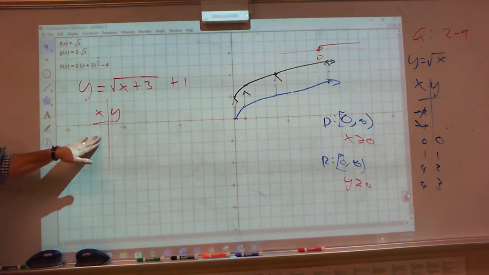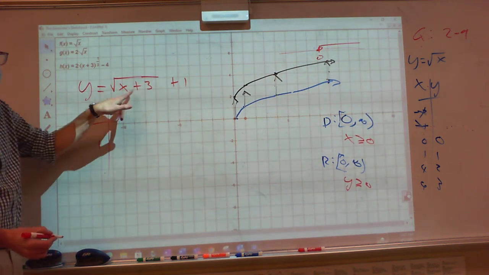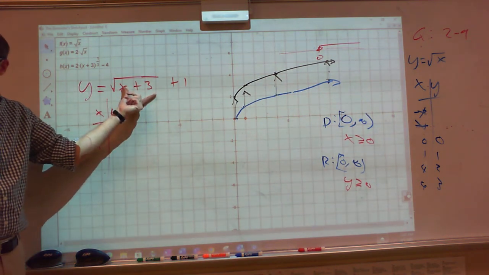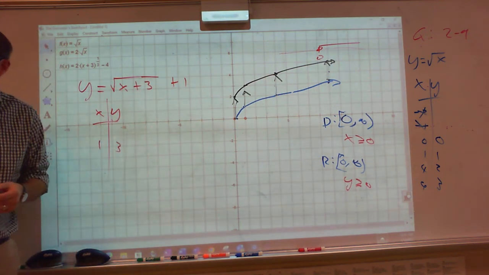What could I pick that makes my life easier? Remember, you have to pick x values, right? 1. A 1 works because I plug 1 in, and that gives me square root of 4, right? Square root of 4 is 2 plus 1, which gives me 3. Is there anything else I could pick?